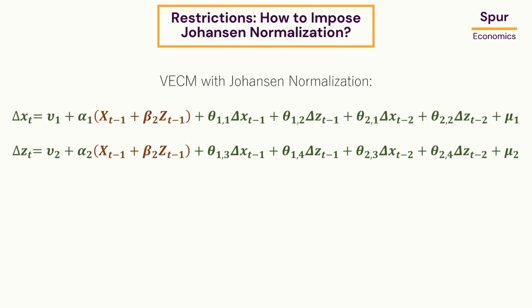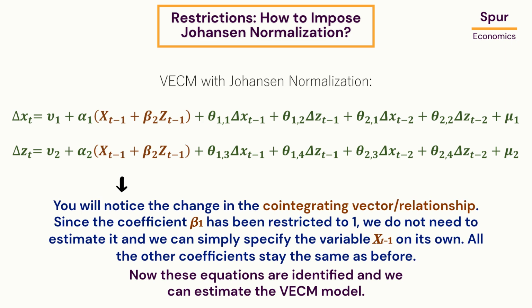With Johansen normalization, our VECM equations will look like this. Here, you will notice the change in the cointegrating relationship. Since the coefficient beta 1 has been restricted to 1, we do not need to estimate it and we can simply specify the variable x(t-1) on its own. All the other coefficients stay the same as before. Now these equations are identified and we can estimate the VECM model.